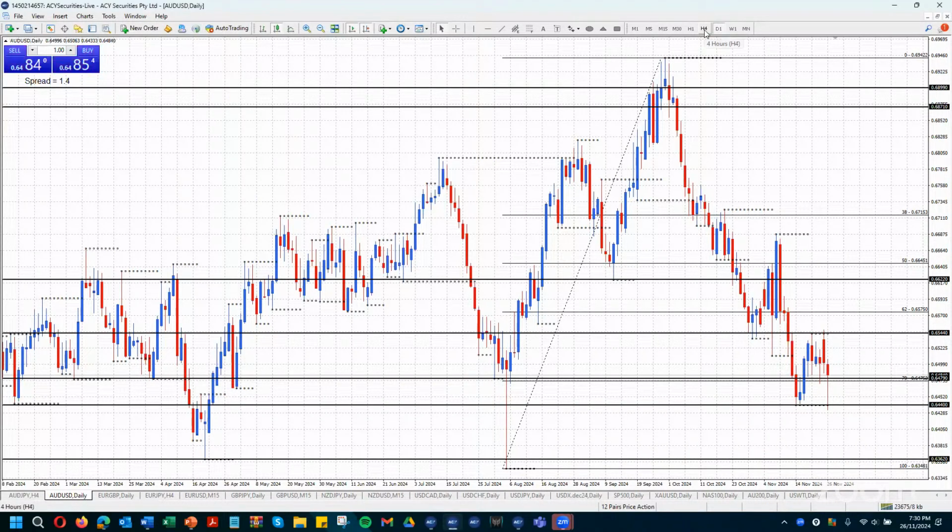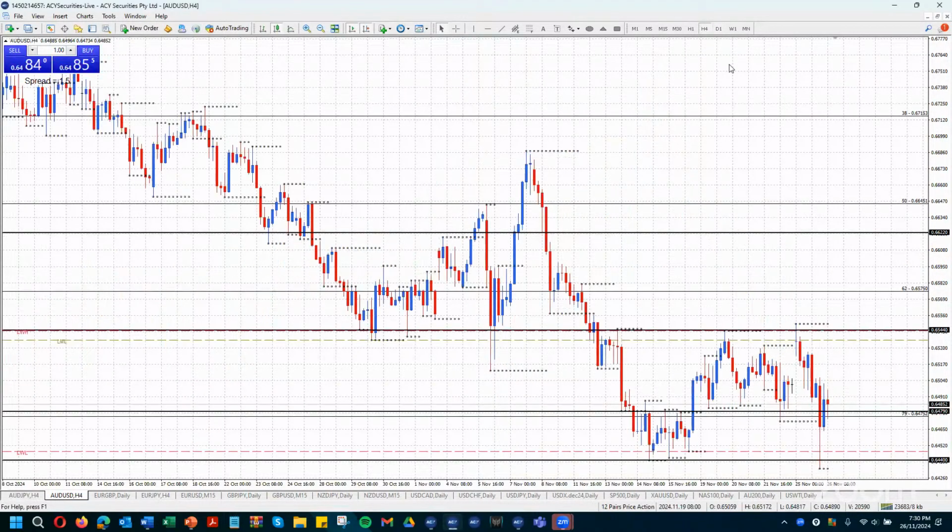Now, with the false break today, we're still going to see at the moment on the 4 hour chart, trend is down on the 4 hour. If you're more bearish, you can look at the range we've been forming today.